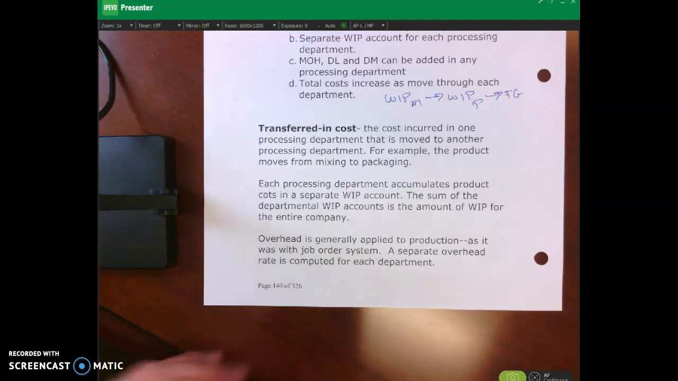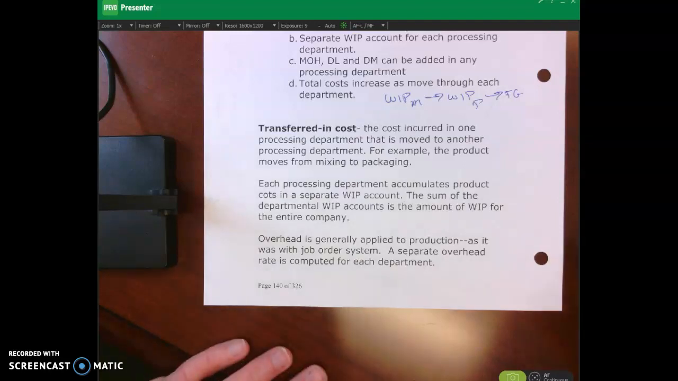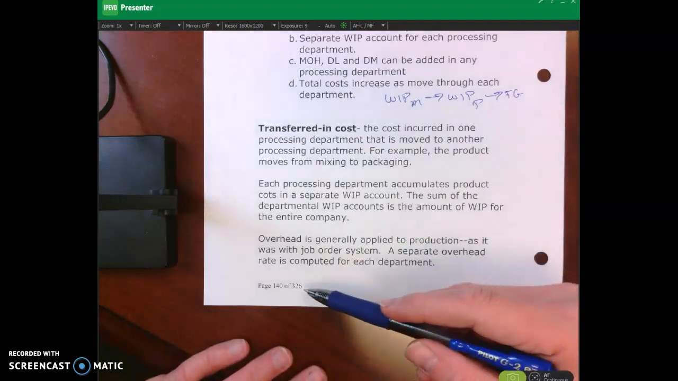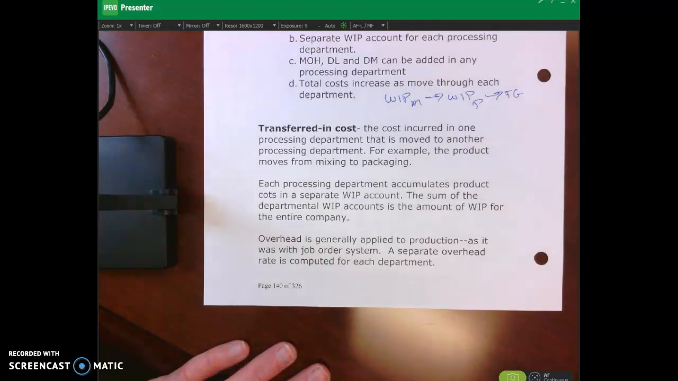Hello and welcome back. So in this lecture video, I'm going to be talking about transferred in cost with regard to process costing and also cost flows for process costing. So if you're following along, I'm on page 140 of your course pack.